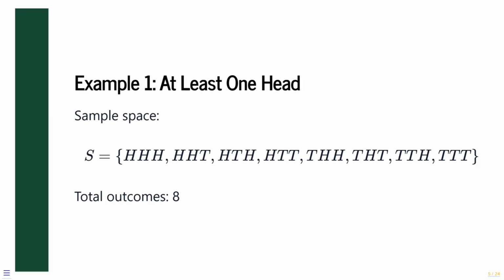Let's look at example 1 involving 3 coin tosses. The full sample space contains 8 equally likely outcomes. Each of these sequences has probability 1/8. Suppose we wanted the probability of getting at least 1 head. Counting all sequences with at least 1 head would require listing 7 different outcomes. Instead, we use the complement rule.